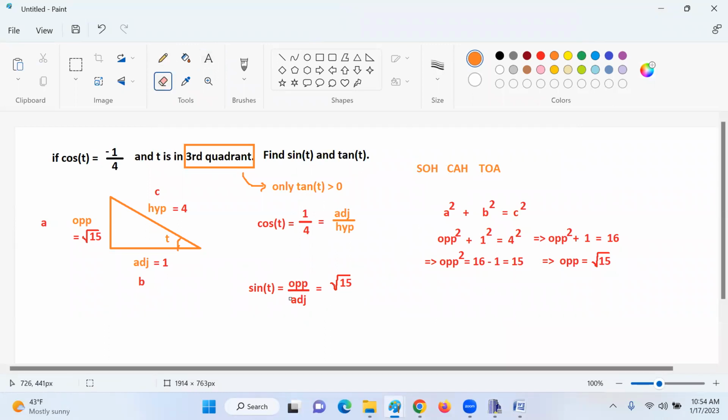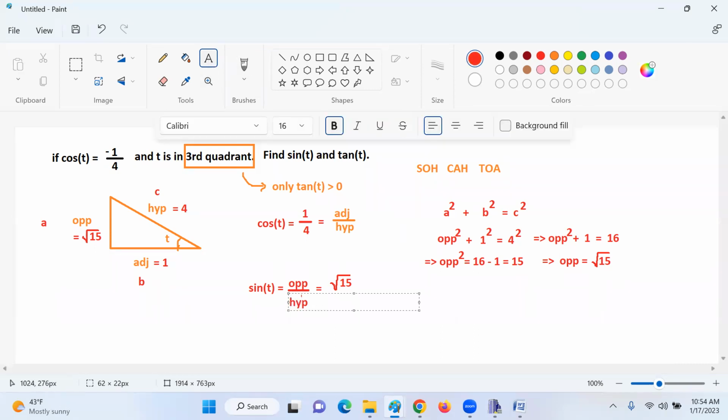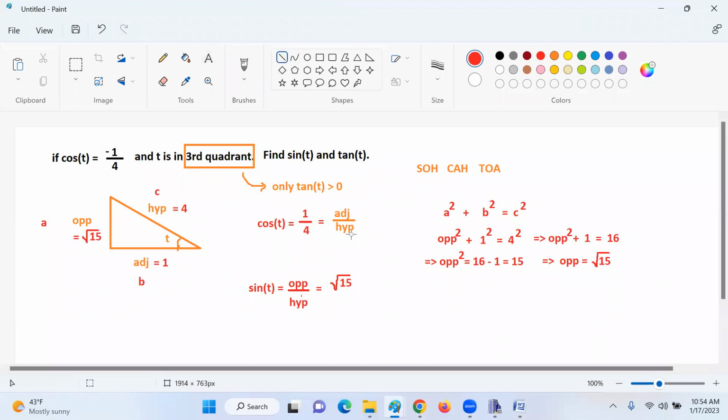Okay, that should be over... Yeah, when it rolled, because the sine and the cosine should be less than 1. So radical 15 over 1 makes no sense. So that should be over the hypotenuse. Hypotenuse is 4. It should be over 4.